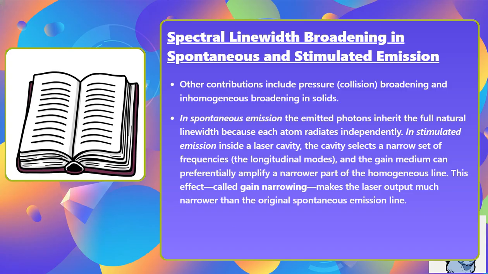In spontaneous emission, the emitted photons inherit the full natural line width because each atom radiates independently. In stimulated emission inside a laser cavity, the cavity selects a narrow set of frequencies. The longitudinal modes and the gain medium can preferentially amplify a narrower part of the homogeneous line. This effect, called gain narrowing, makes the laser output much narrower than the original spontaneous emission line.